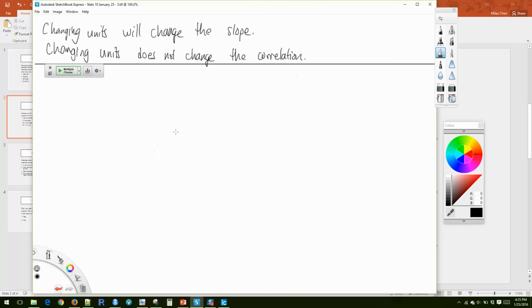Okay, and so if your equation is going to take your measurements as they are recorded, you know, your slope might change.